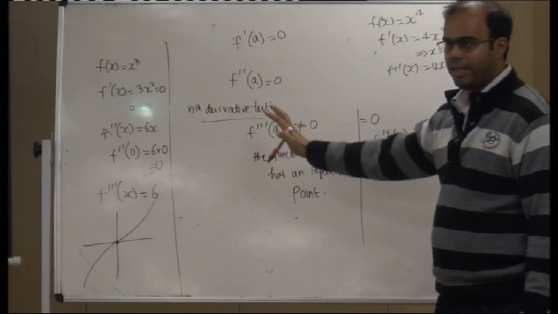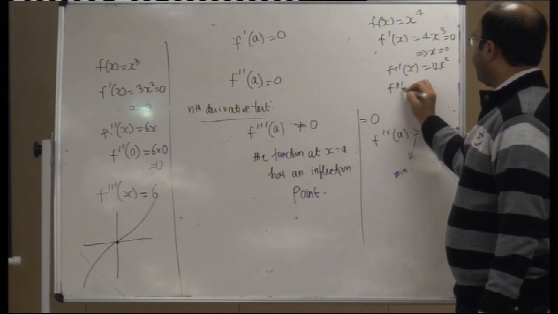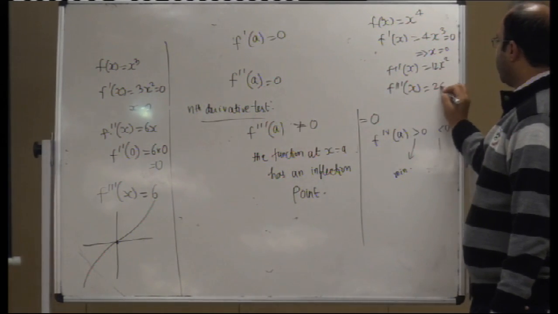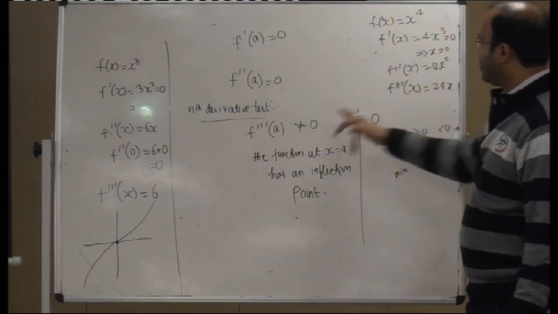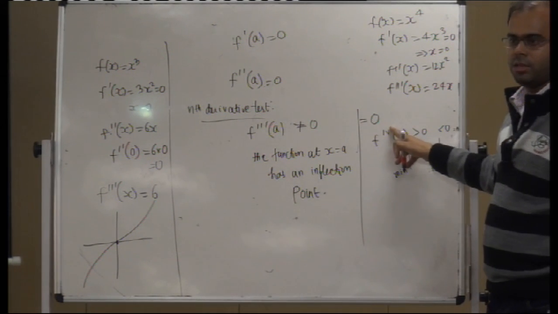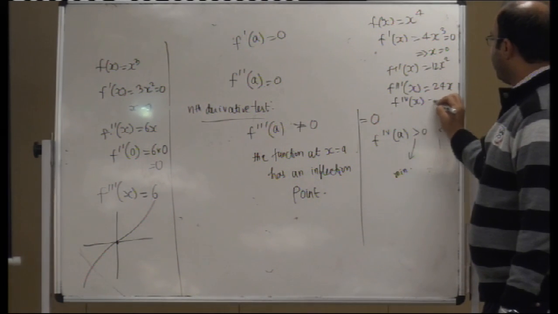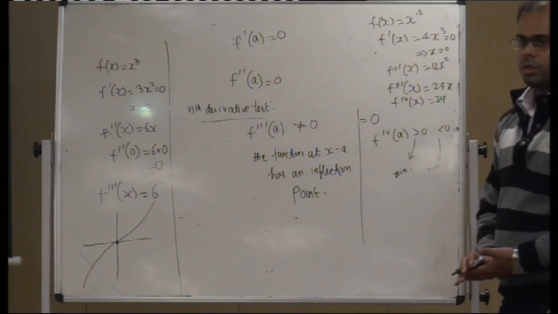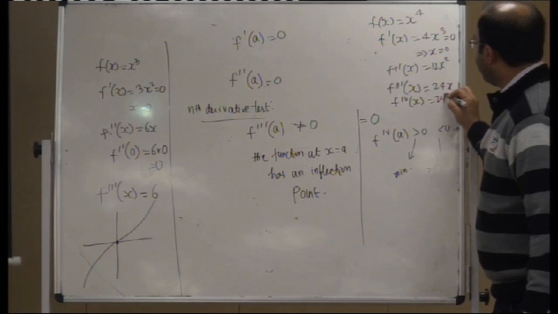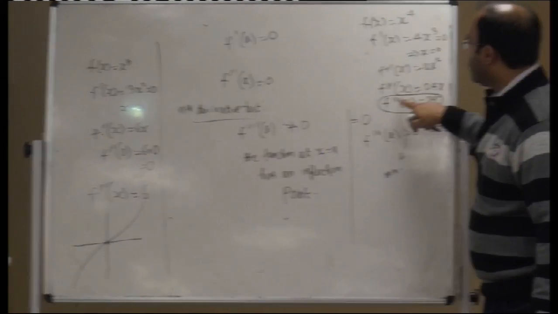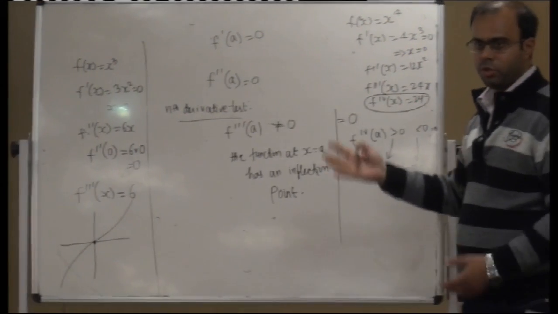Second derivative fails. You will take the third derivative. This will become 24x. When you put 0, it will become 0. This is not the case, but this is the case. So what will you do? You will differentiate it again, and that will get 24, which is not 0. And if it is not 0, we will deal like this. It is actually like second derivative sort of thing, because it is again even.